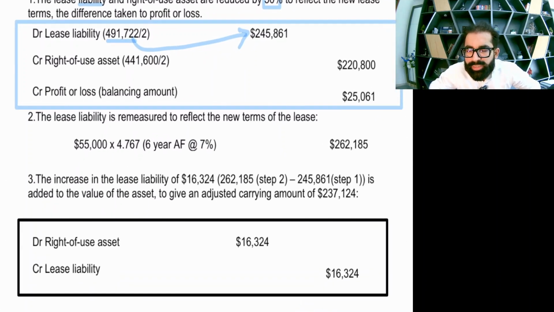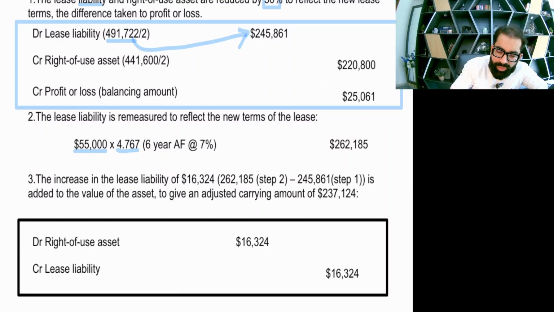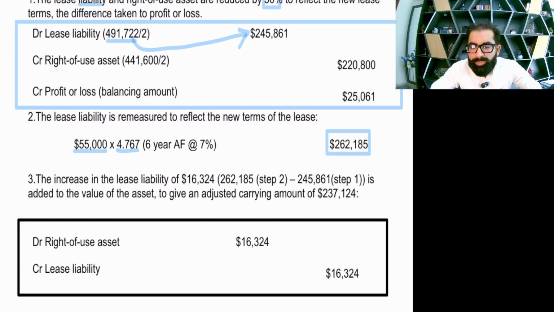Remaining new liability. For the remaining 6 years, you have to pay 55,000 rentals. Same 55,000 rental every year, so same cash flows and equal interval of time. Such series of payments are called annuities. This is the cash flow, single cash flow, which is 55,000. And this is the annuity factor, so you multiply it. This is your new liability, your revised new liability.